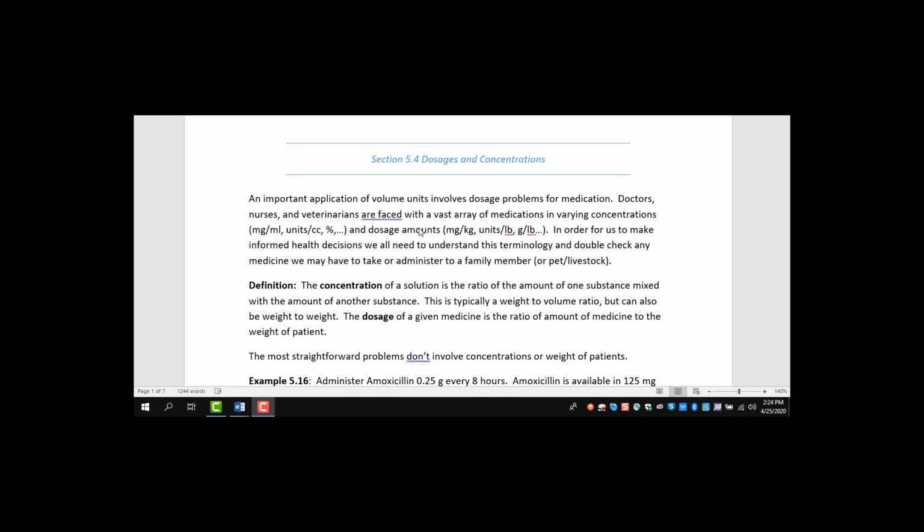In order for us to make intelligent health decisions, we all need to understand this terminology and double check any medications that we have to take for our family or family member or pet or livestock.